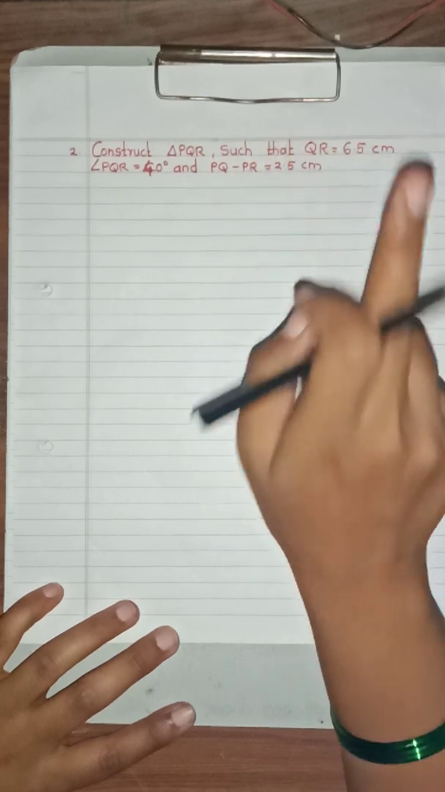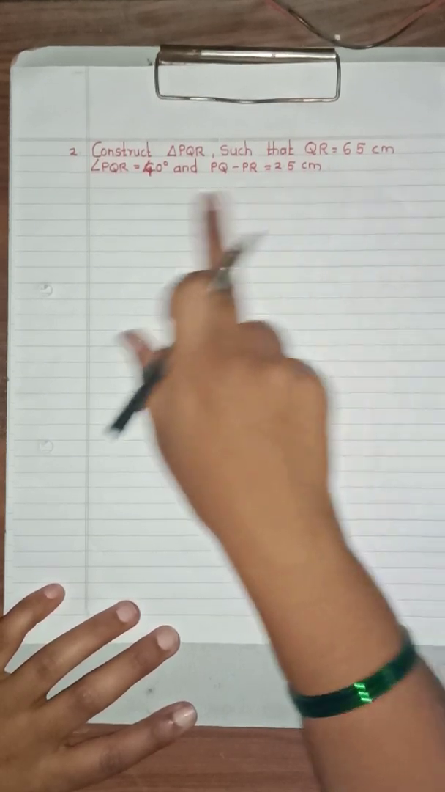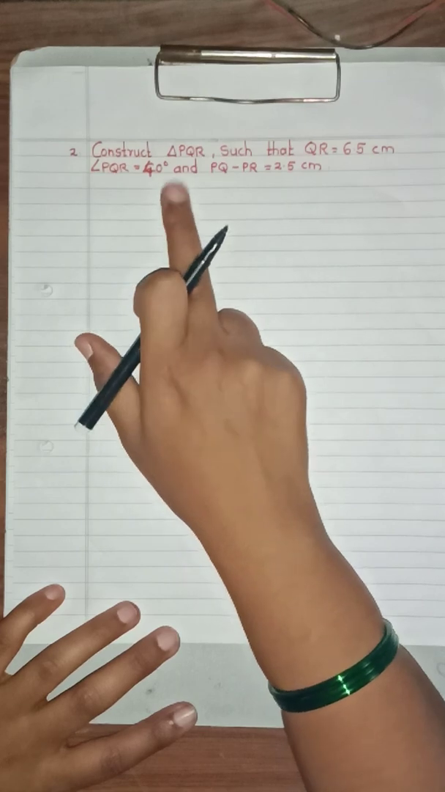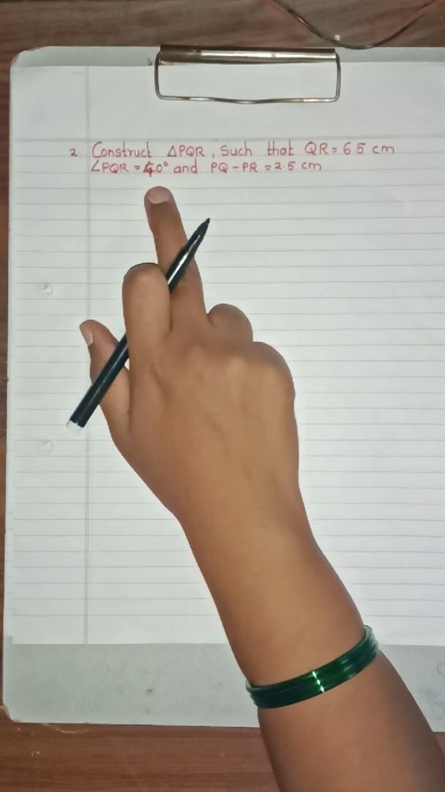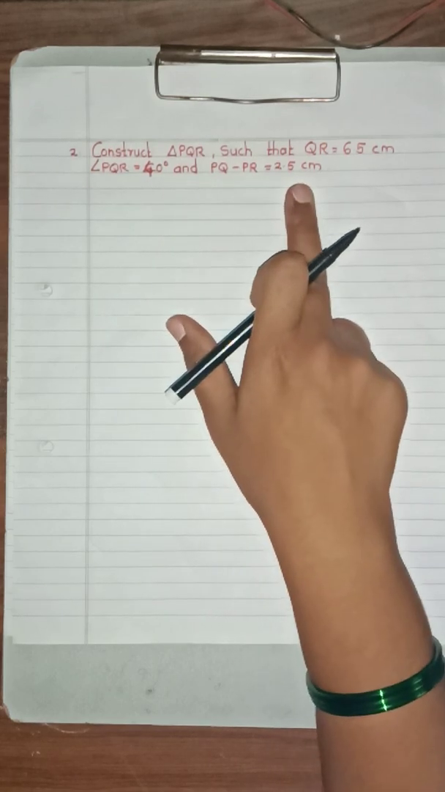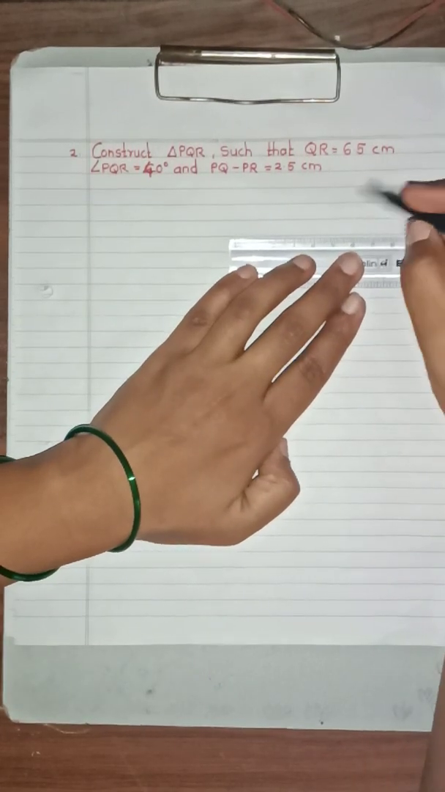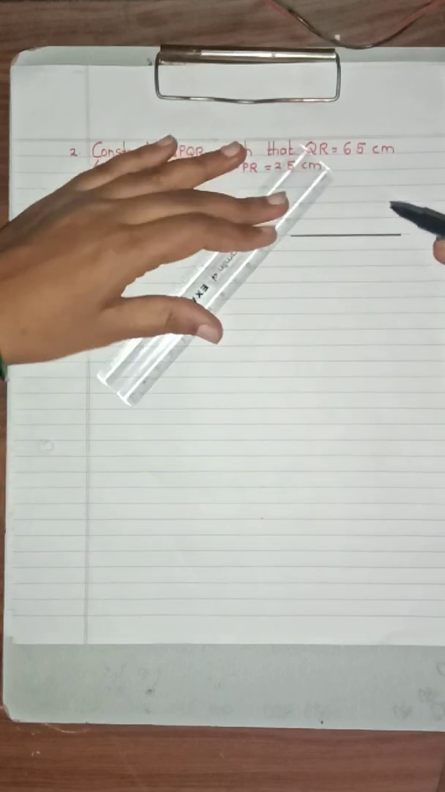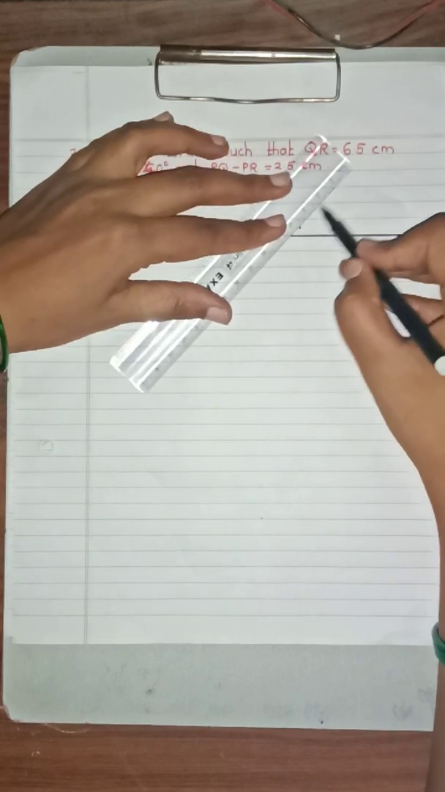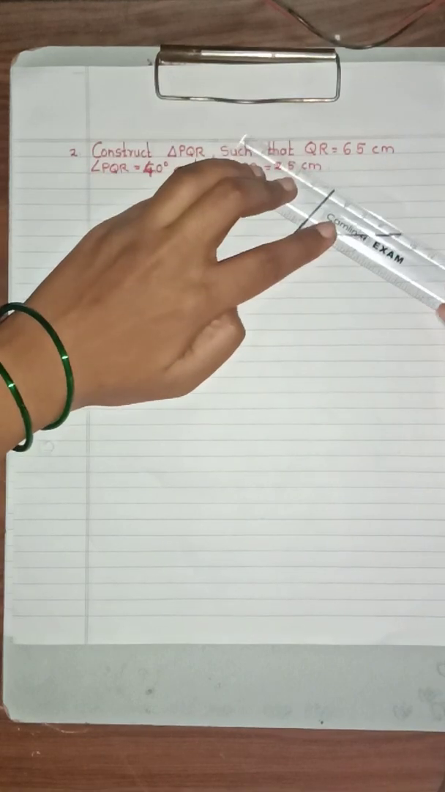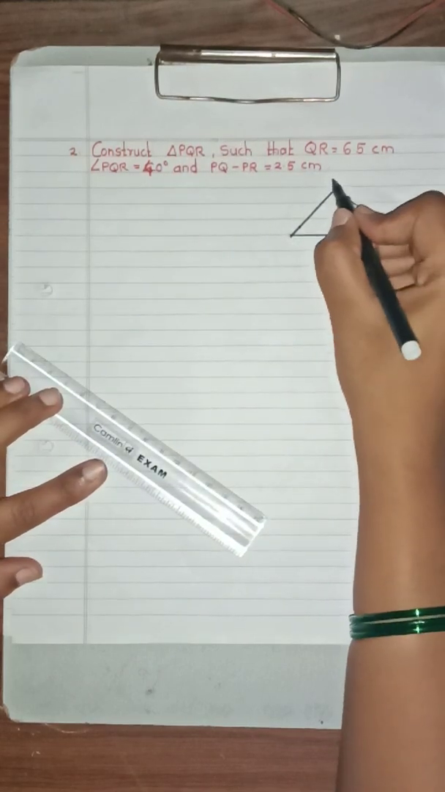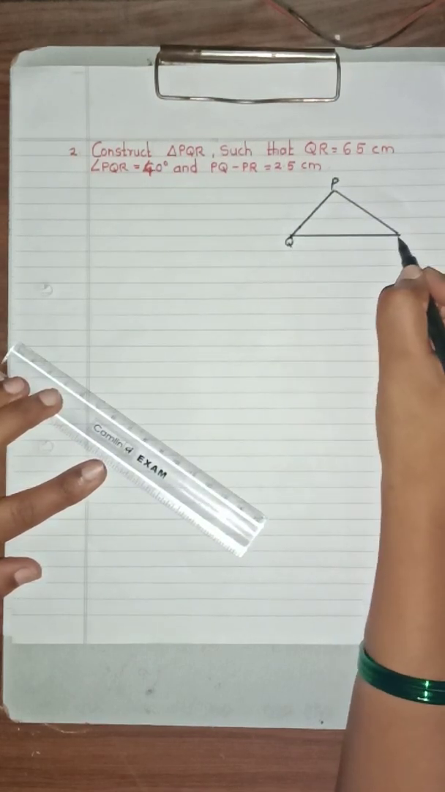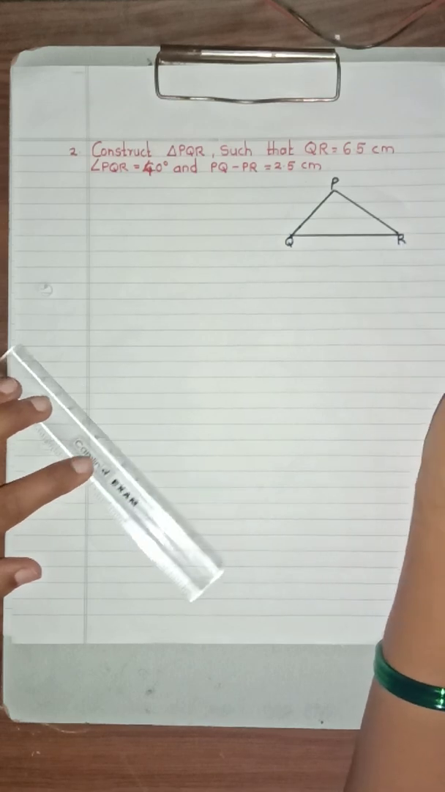Construct triangle PQR such that QR is 6.5 centimeters, angle PQR is 40 degrees. In your textbook, the old version, if you see, they have given 60 degrees, it should be 40 degrees, and PQ minus PR is equal to 2.5 centimeters. Okay, now first of all we'll draw the rough diagram over here. So this will be your required triangle PQR.